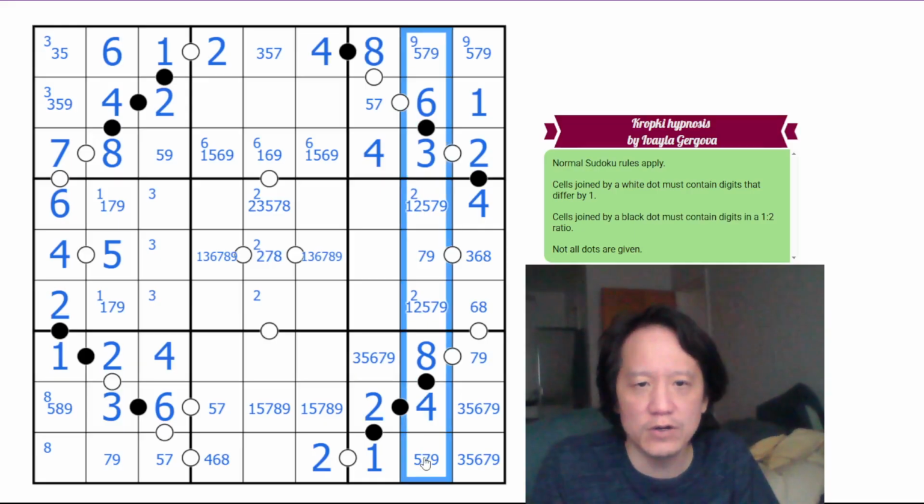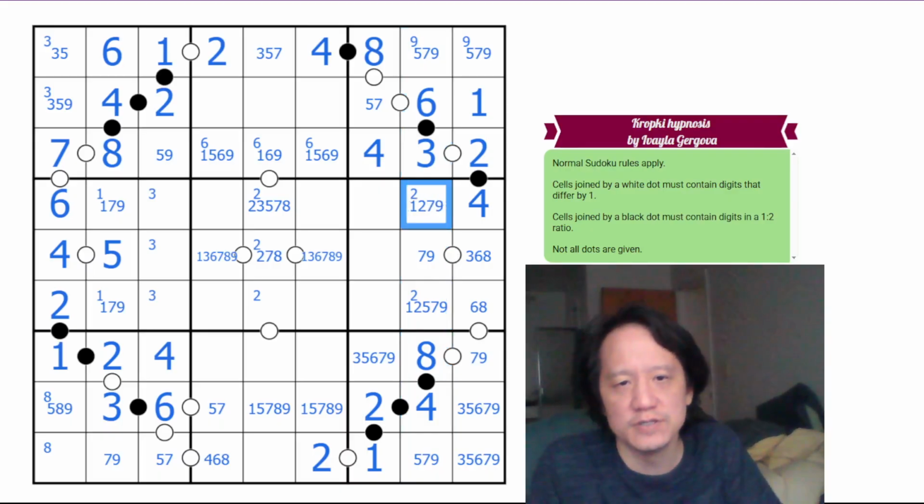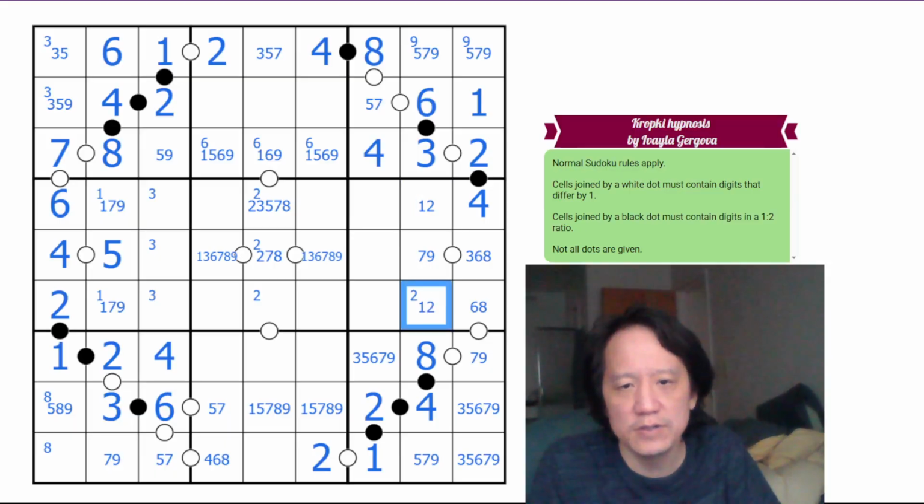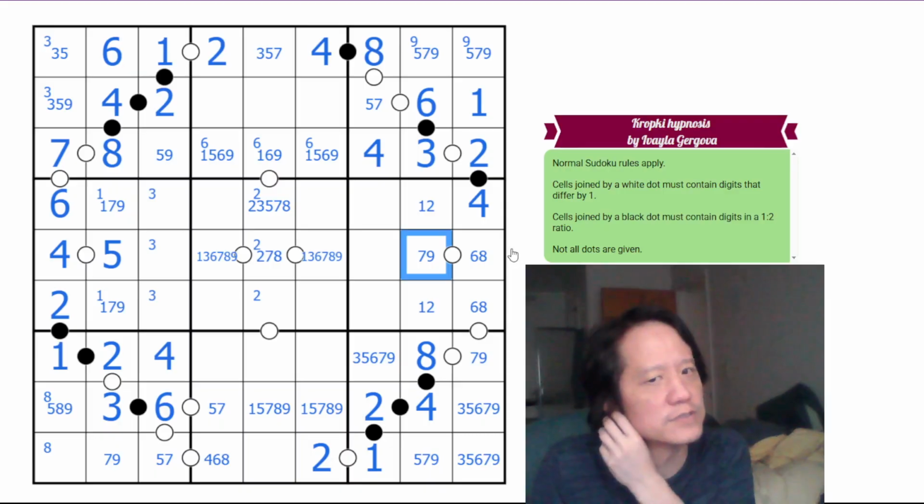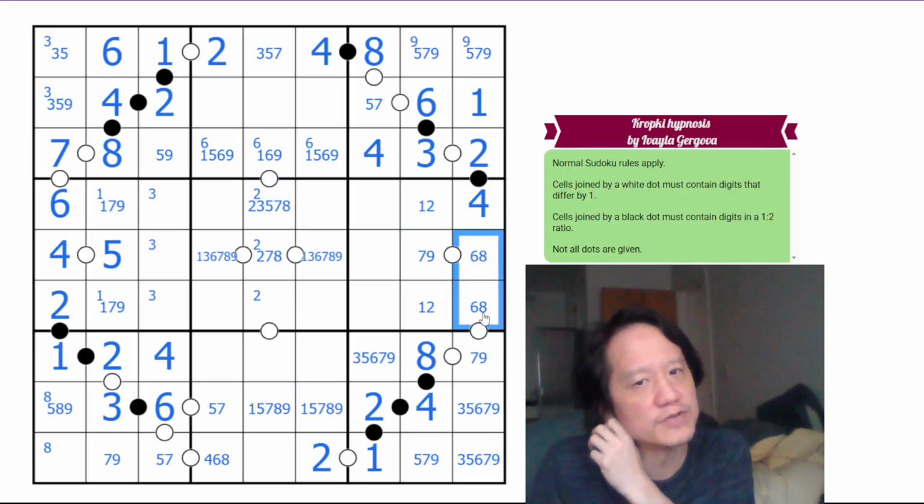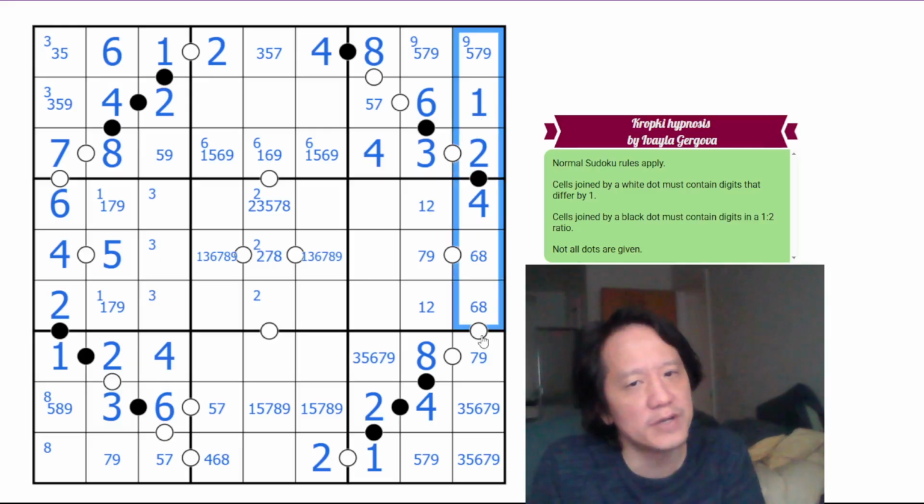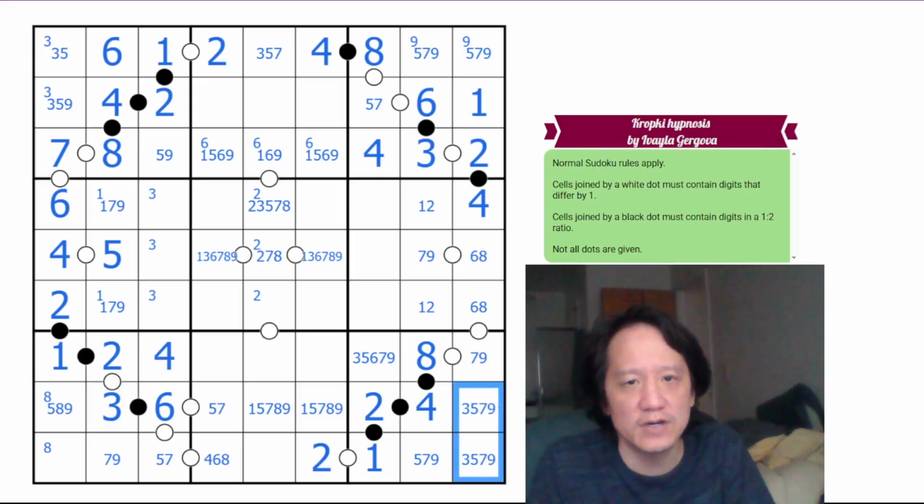Anyways, where are the 1 and 2 possible in column 8? It has to be these two cells. So this becomes a 1-2 pair here. This can no longer be 3. So it's either 7, 6, 7, 8, or 9, 8 here. We have a 6, 8, 6, 8 pair in column 9, which eliminates 6 and 8 in the rest of the column. So this cannot be 6.